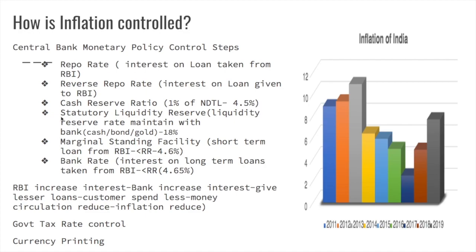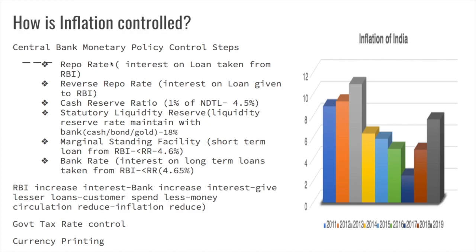So in addition to that, there is some amount that has to be maintained within the bank in the form of cash, bonds, and gold, and all these things. That is right now around 18%, right? So that is known as SLR, statutory liquidity reserve. So SLR, CRR, and another one is the marginal standing facility. That is the loan that is taken by the banks from the RBI for a shorter term. That is 4.6% as of now. It will always be less than the reverse repo rate.